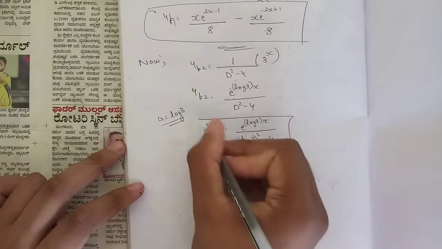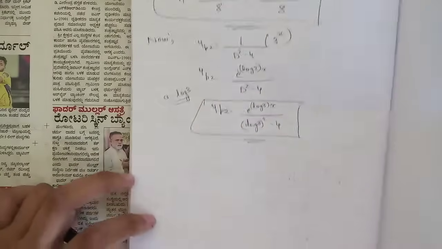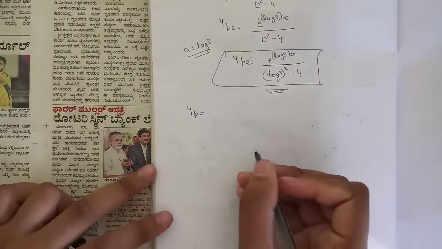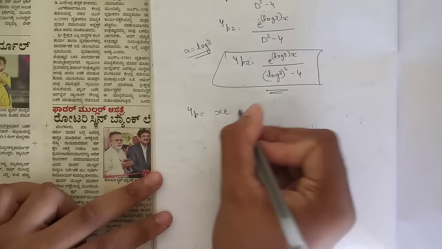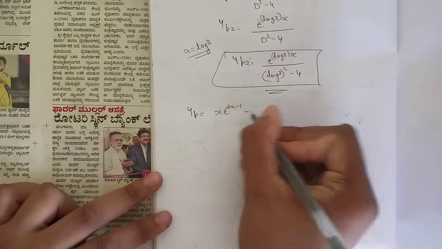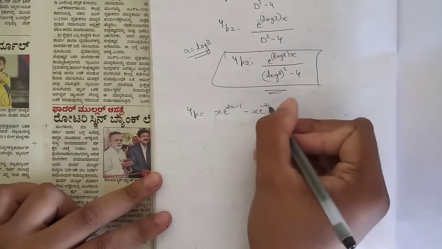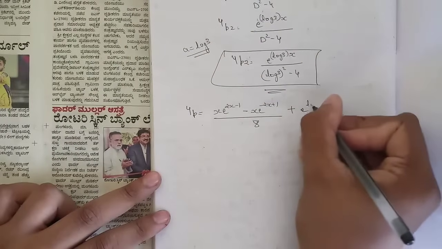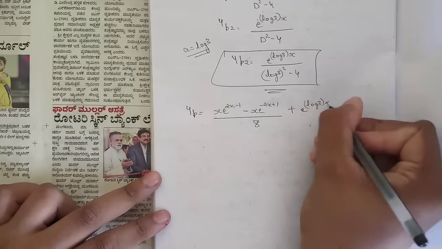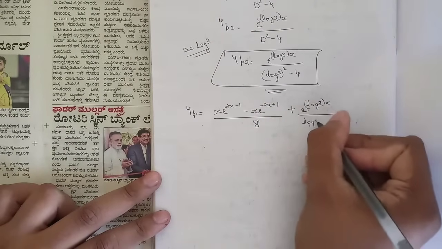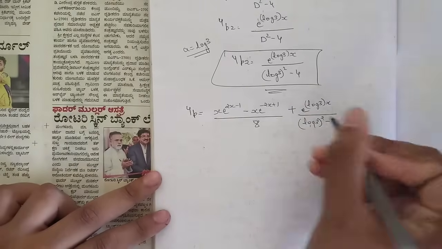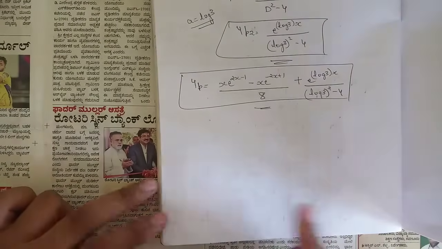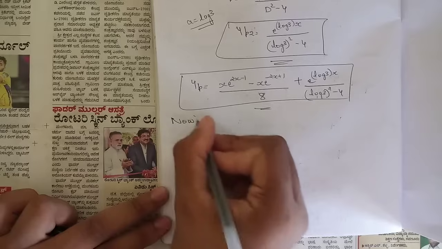So this itself is your yp2. Okay. So the final yp would be looking like yp1 plus yp2. So x e power 2x minus 1 minus x e power minus 2x plus 1 by 8 plus e to the power log 3 of x divided by log 3 whole square minus 4. So this is your yp.